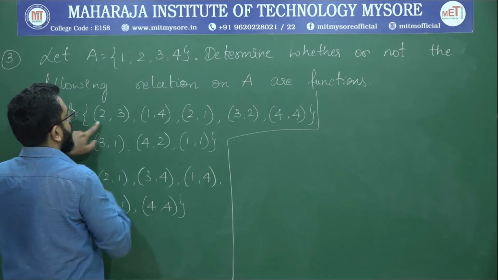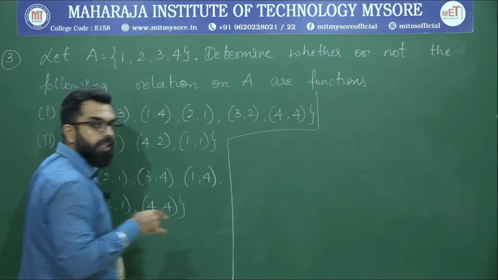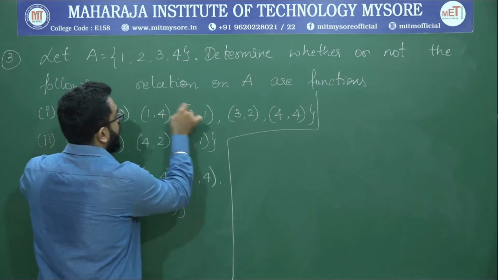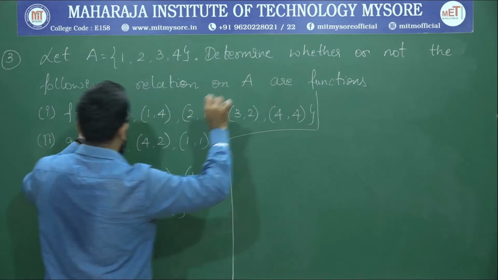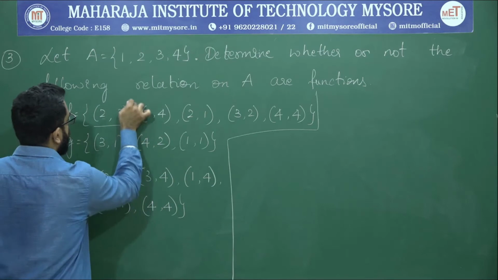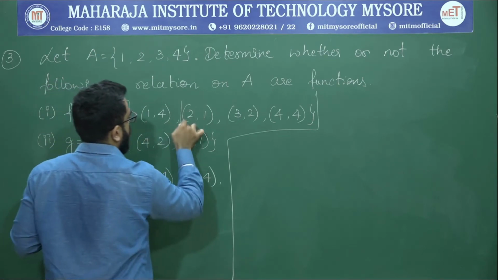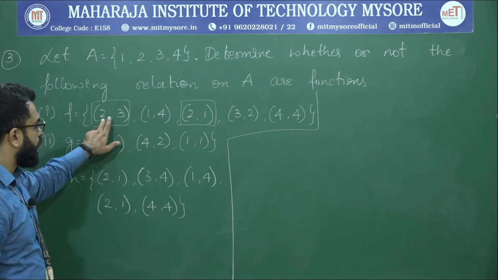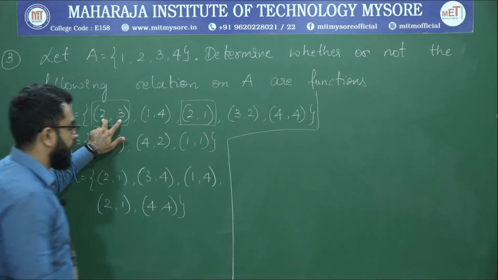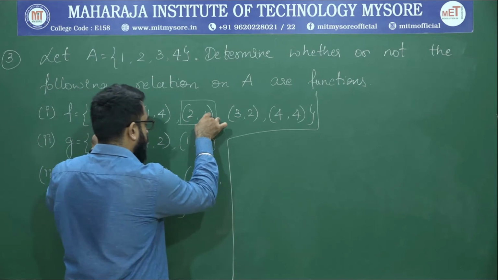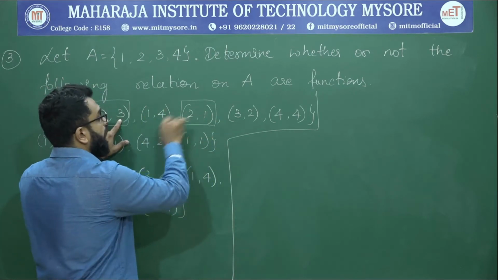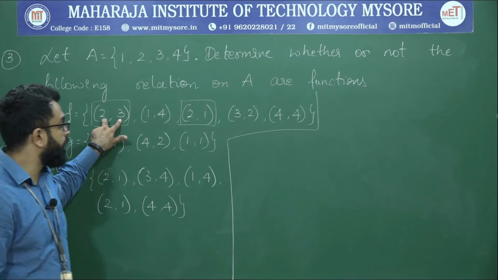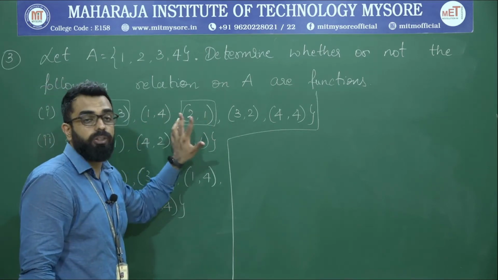Now, check whether all the elements of set A have mappings. So 1 is there, 2 is there, 3 is also there, 4 is also there. But if you observe these two ordered pairs here, (2, 3) and (2, 1), 2 is mapped to 3 as well as 2 is mapped to 1. So the other half of the definition, which says the mapping must be unique, does not hold good here.